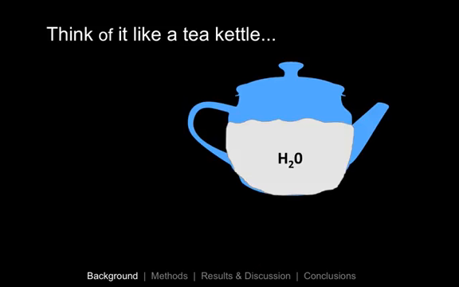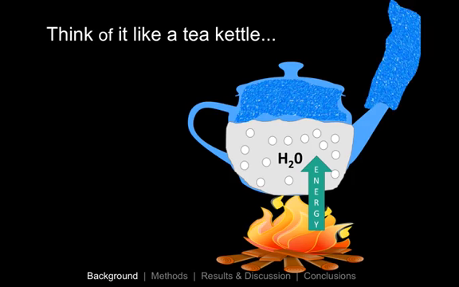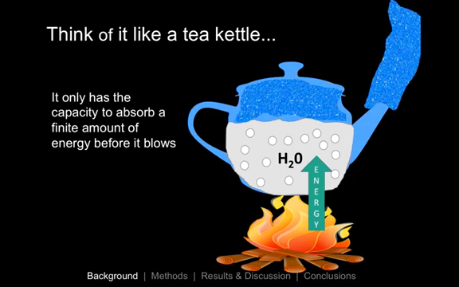Another way to think about this is like a tea kettle. Say you want to boil some water. Well, you have to apply energy to that water so it can heat up and eventually boil. As those molecules begin to heat up and bounce around, you reach some sort of limit and the tea kettle blows. Similarly, a plant cell only has the capacity to absorb a finite amount of energy before it blows. And that blowing, in the context of the plant cell, is the formation of reactive oxygen species. So think of the water as being analogous to photosynthesis, where a decrease in photosynthesis would suggest you have an increase in xanthophyll cycle interconversion and heat dissipation.